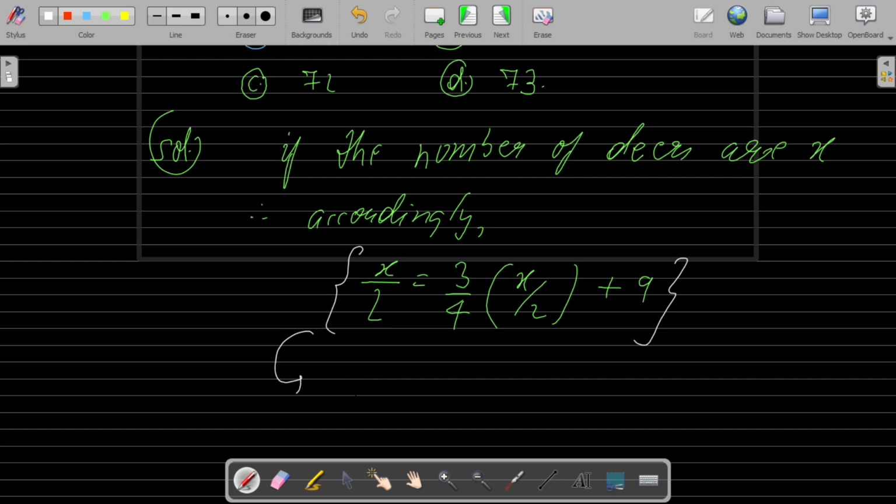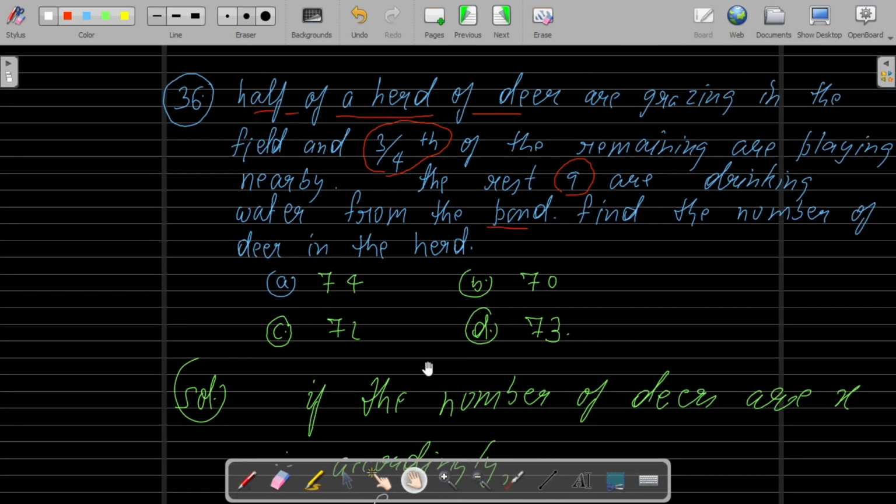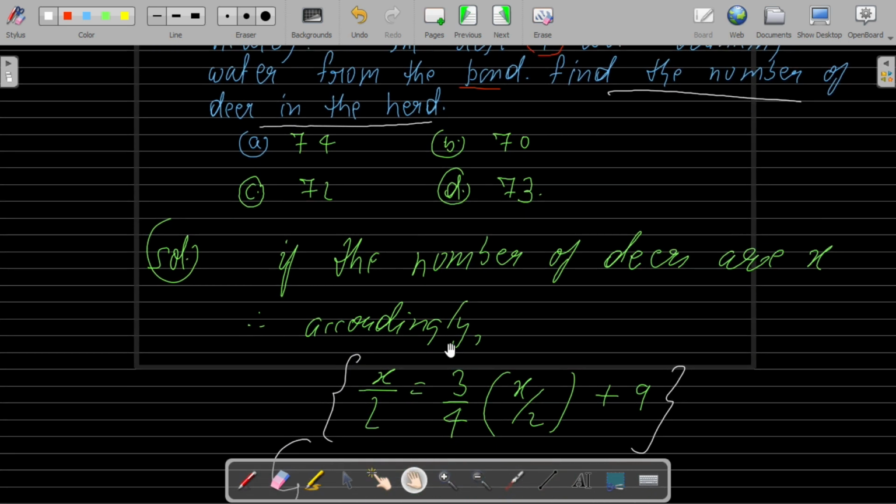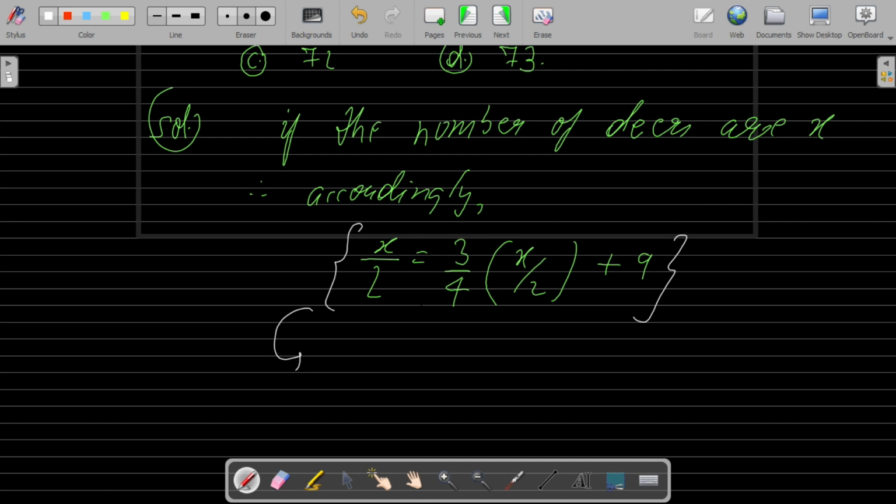Okay. And the question is asking us to find the number of deer in the herd. So through this equation, I can solve this like this: x by 2, this whole thing will travel to the left hand side of the equation. So this will become 3x upon 8, which will be equal to 9.